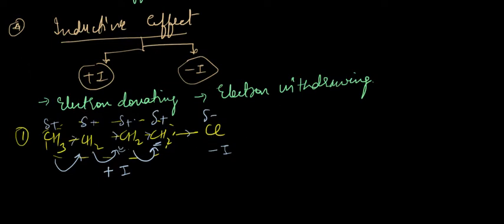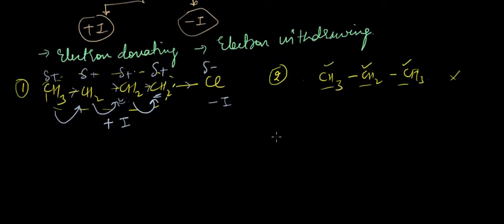So let me take another example. If we have something like CH3, CH2, CH3, would we have plus I or minus I effect in this compound? No. Why? Because there is no difference of electronegativity. All the atoms in this compound are the same, which are carbon atoms. So there is no difference in electronegativity among the atoms in this organic compound, right?